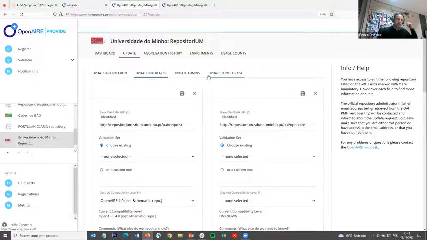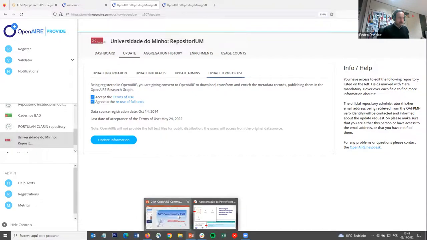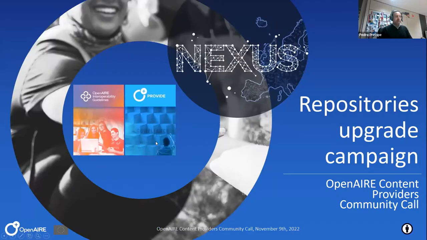I'm repeating this from about three or four community calls ago. Be aware that you can always update the terms of use. If you didn't manage that, in this update tab, you can always update the terms of use, which is something relevant. So I'm not using this moment to demonstrate the service. I'm just highlighting the most relevant. Let's go now. Do you have any questions about this?